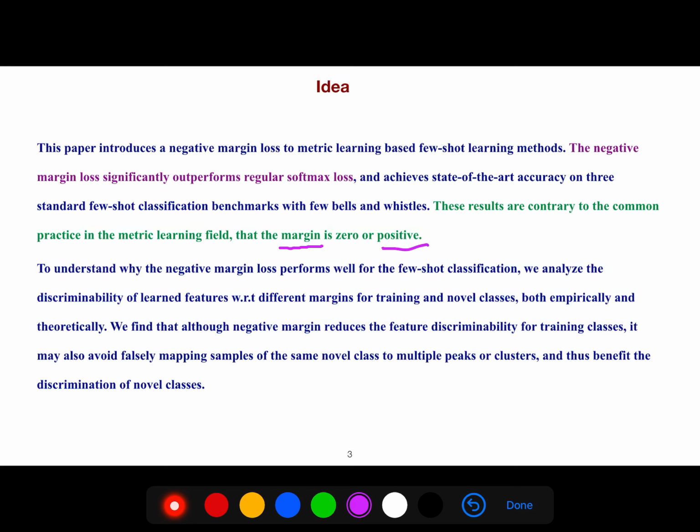To understand why the negative margin loss performs well for few-shot classification, we analyze the discriminability of learned features with respect to different margins for training and novel classes, both empirically and theoretically. We find that although negative margin reduces the feature discriminability for training classes, it may also avoid falsely mapping samples of the same novel class to multiple peaks or clusters, and thus benefits the discrimination of novel classes.